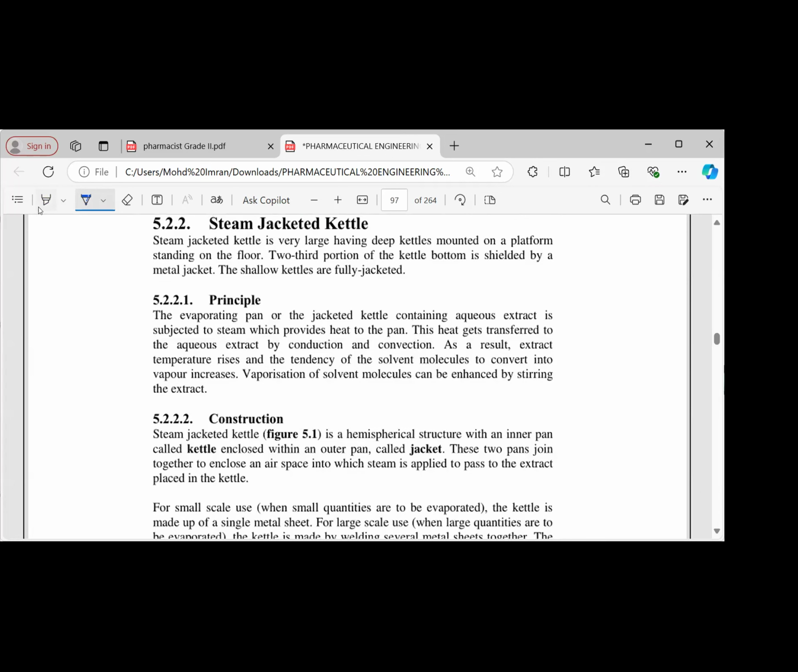So the principle is very easy. The evaporation pan of the jacketed kettle contains aqueous extract and is subjected to steam, which provides heating to the pan. Steam is used to heat the pan. This is the main thing. This heat gets transferred to the aqueous extract by conduction and convection. We will discuss conduction, convection and radiation under heat transfer. As a result, the extract temperature rises, and the solvent molecules tend to convert into vapors.